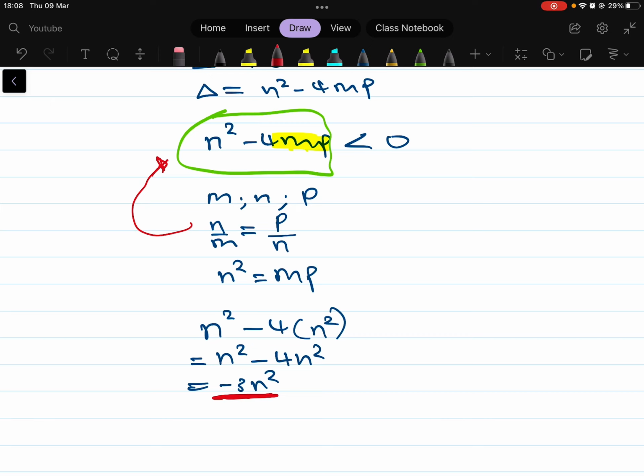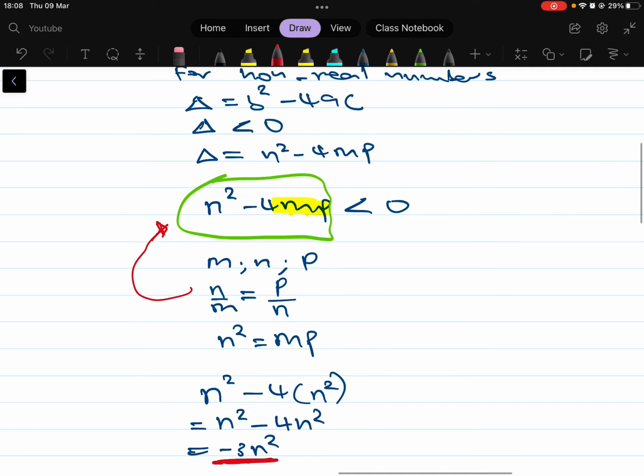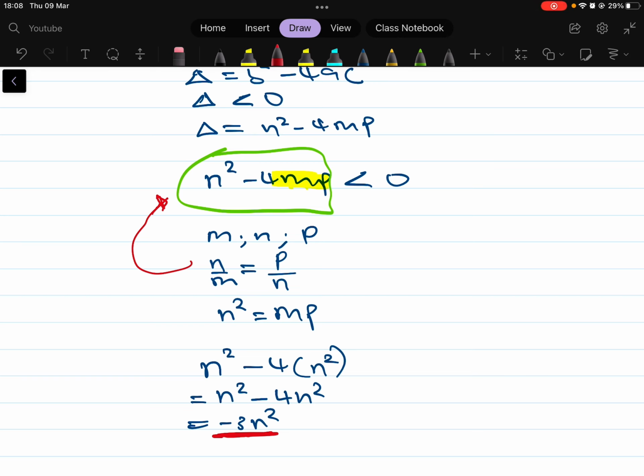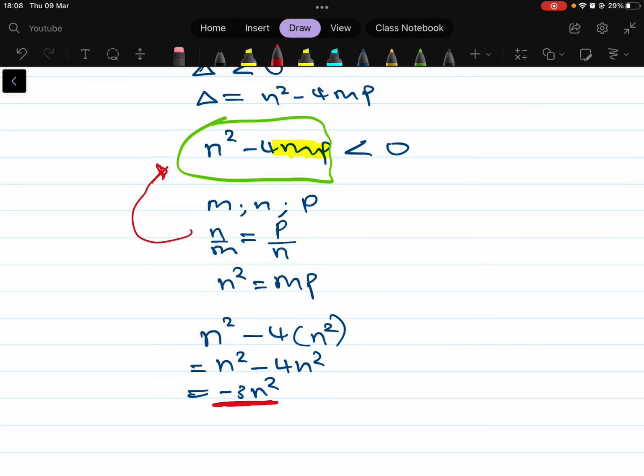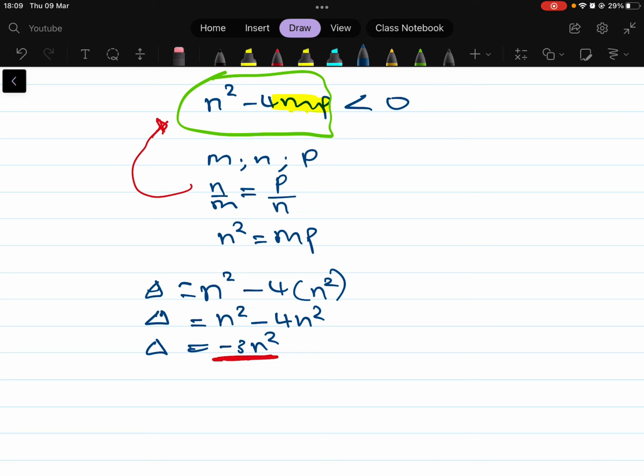Therefore, this proves that the discriminant, which is what we have been trying to calculate, is always negative. I was supposed to include that this is the discriminant: n squared minus 4mp. So now everyone knows that your discriminant is always going to be negative.